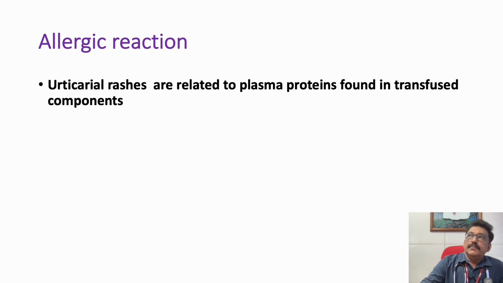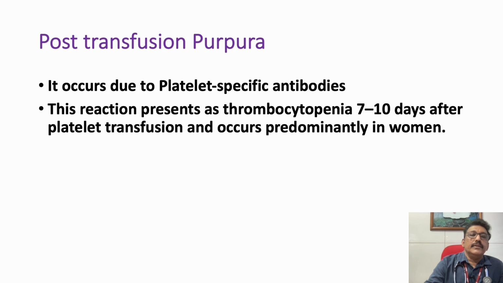Now, allergic reactions, it may be immune mediated. Many patients can have generalized urticarial rashes after transfusion. For them also, if fever is there, paracetamol can be given. Otherwise, chlorpheniramine malate and dexamethasone or hydrocortisone injection will be more than enough in this type of reactions. Post transfusion purpura occurs due to platelet specific antibodies. This reaction presents as thrombocytopenia 7 to 10 days after platelet transfusion and occurs predominantly in female patients. These things are very, very rare. We rarely see these things in clinical practice.